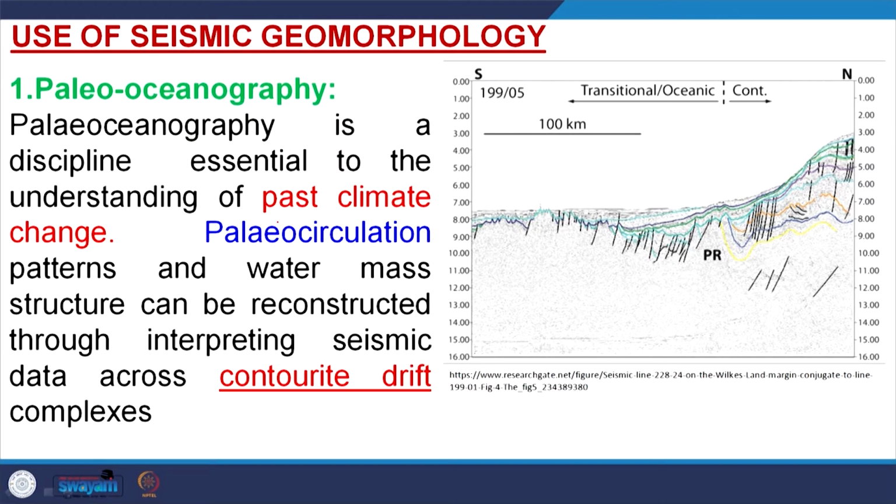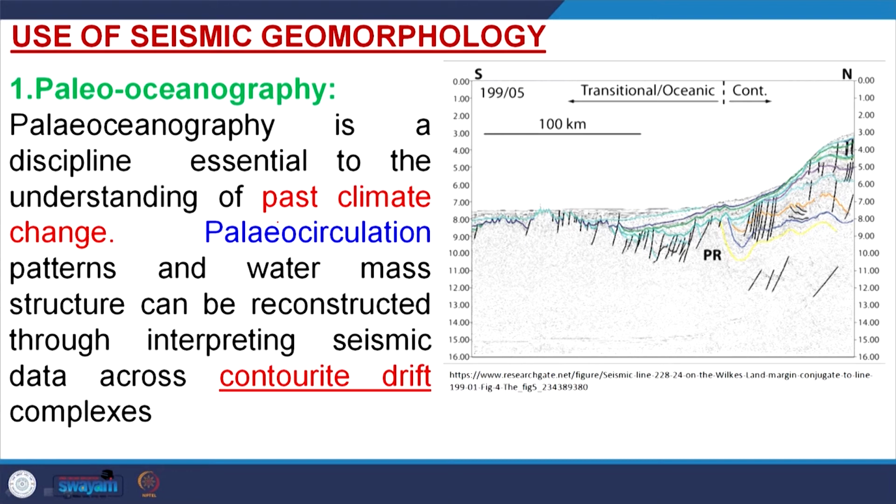Now, what is its use? It should have used something. So, the first use of seismic geomorphology is paleooceanography. Paleooceanography means oceanic circulation, the exposure of the continental shelf, is it not? So, that means what is involved is how these marine geomorphic processes change with time. That is paleooceanography.